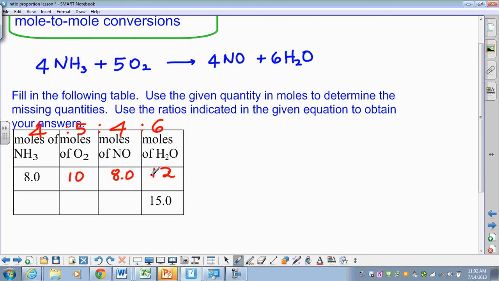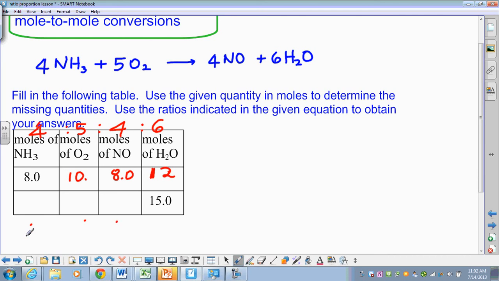And let's check significant figures. Because it was given 8.0, which has 2 significant figures, this should also have 2 significant figures. So I'll put a decimal place there. 8.0 and 12 both have 2 significant figures. Okay, let's check the next one. 15 moles of water. That will require how many moles of these 2 substances, and how many moles of this will be produced along with 15 moles of water.